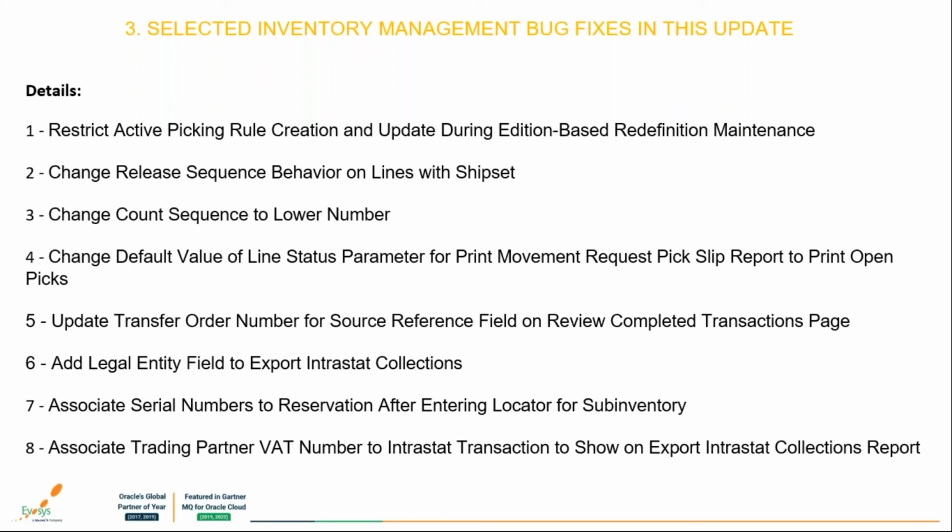The last, associate trading partner VAT number to inventory transaction to show on export inventory collection report. You can enter the trading partner VAT number for the source transaction and save the inventory transaction. This lets you associate trading partner VAT number with the transaction and display it on the export inventory collection report.